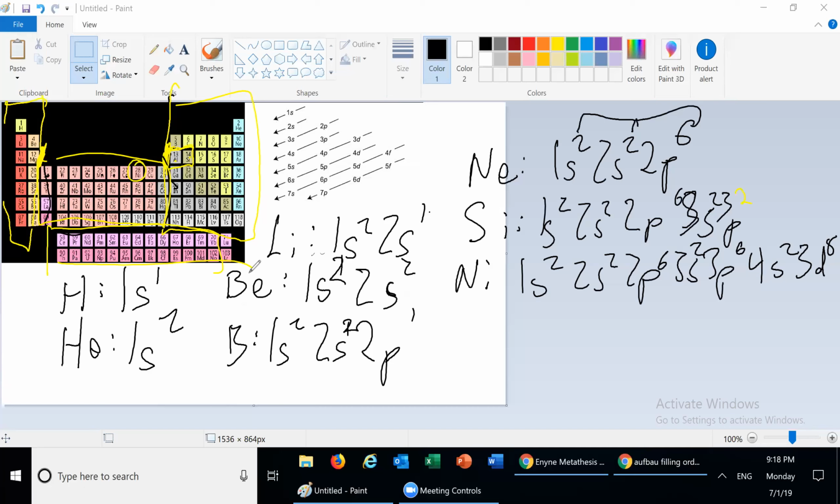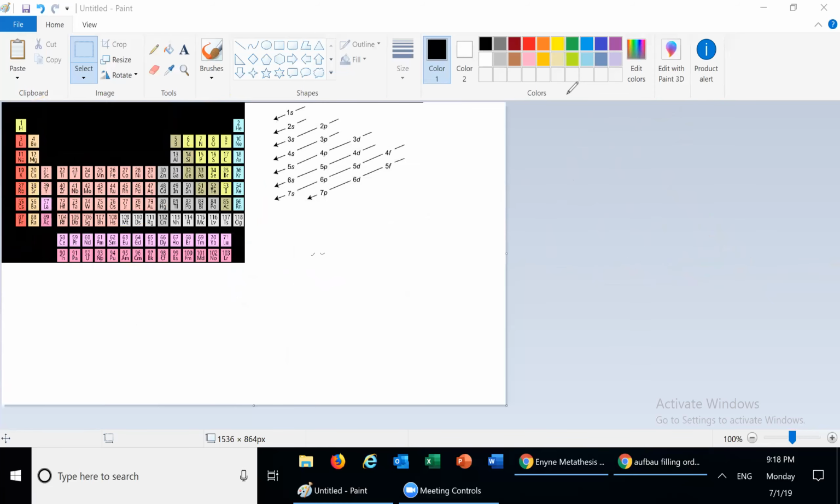Is it okay if I clear all this stuff? Oh, sure. Okay. Now let's talk about how to abbreviate these electron configurations, because as you can imagine, these electron configurations start to get very long. So basically, what we do to abbreviate this is we start from this column, the noble gases, and then we take their electron configurations and we just add onto it.